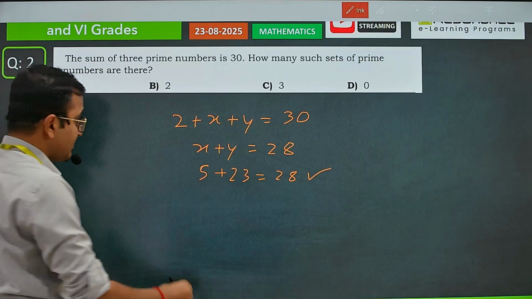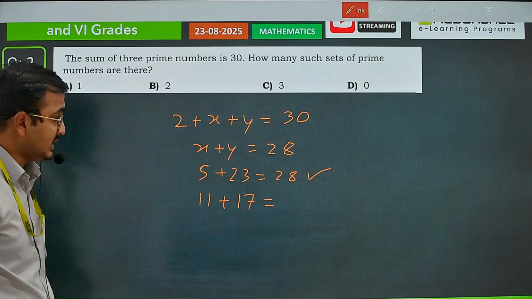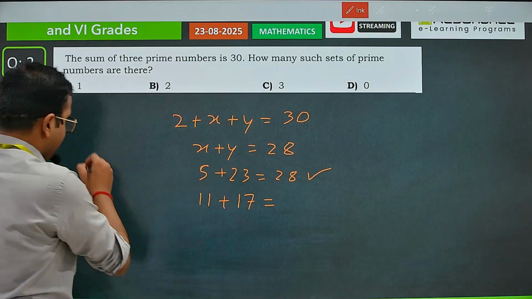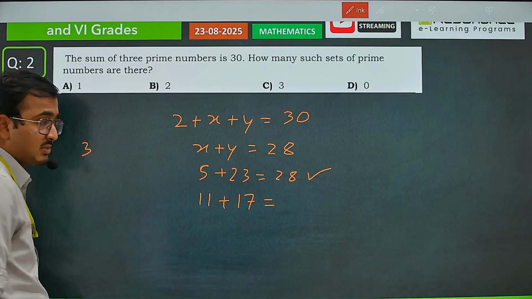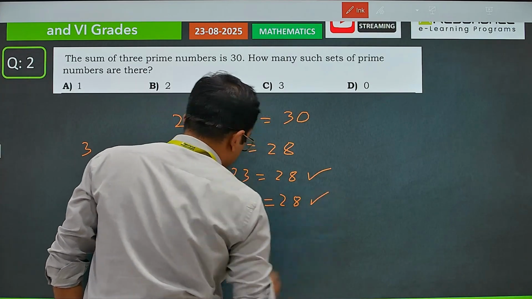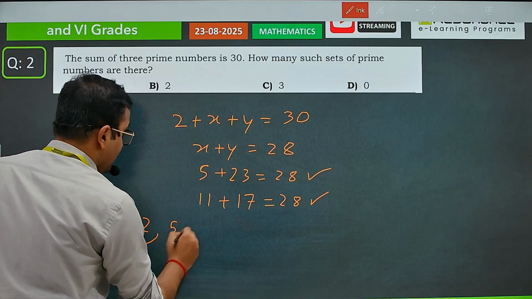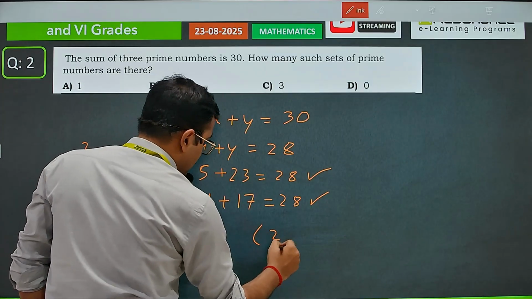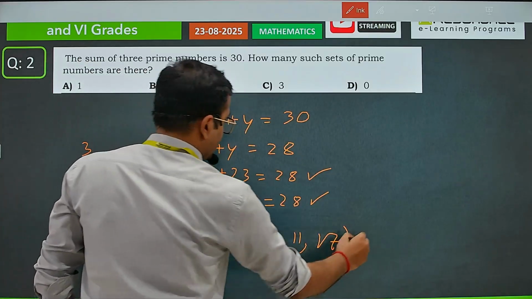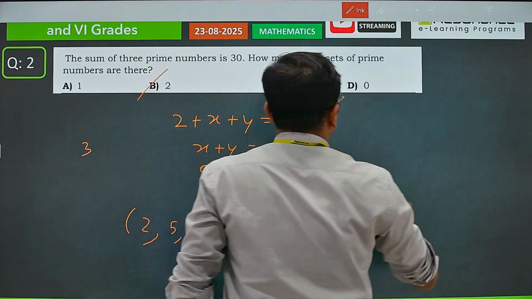Another given condition is 11 and 17. You can check other sets of values. Let us suppose you want to take 3, but the other number will be 25, which is not a prime number. So you have to cross-check each and every case, but at the end you will get only 2 sets of values, that is 2, 5, 23, and 2, 11, 17. So there are 2 sets of values, that gives us option 2.